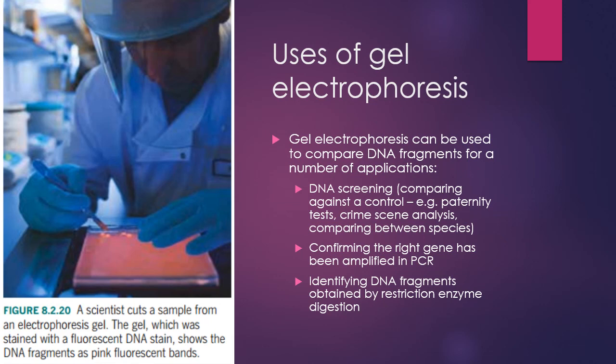You can also identify DNA fragments obtained using restriction enzymes. Now over there on the left, that's what I was talking about, where you view it under a particular stain. So it shows up as pink fluorescent bands, and then they can actually chop out the bars that they're wanting to obtain.